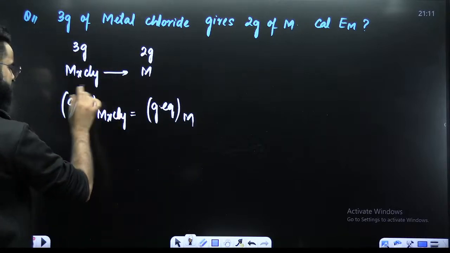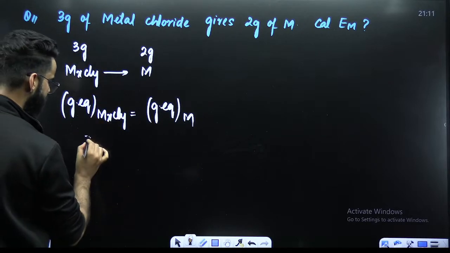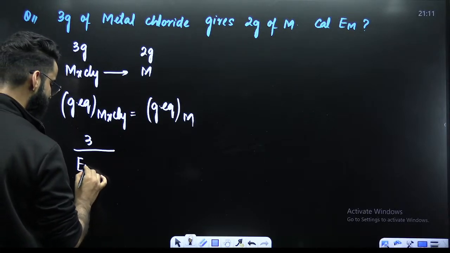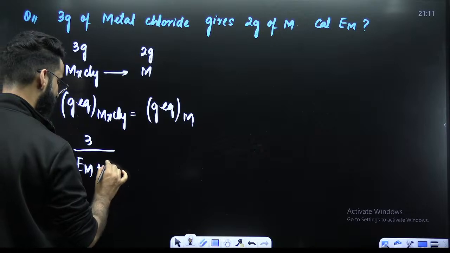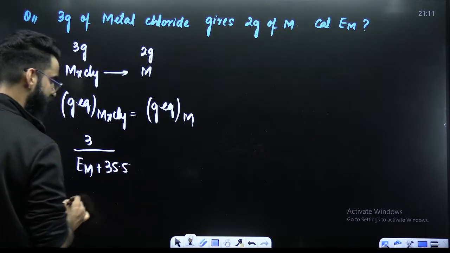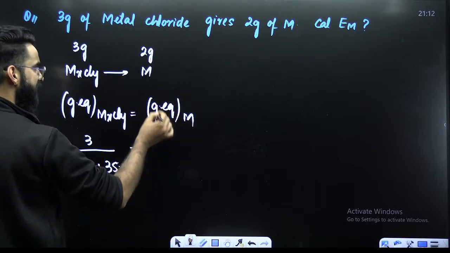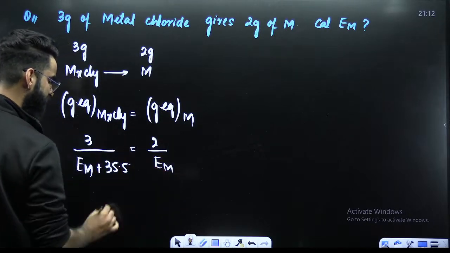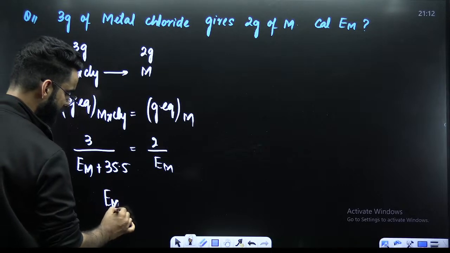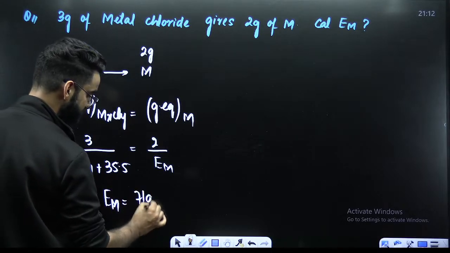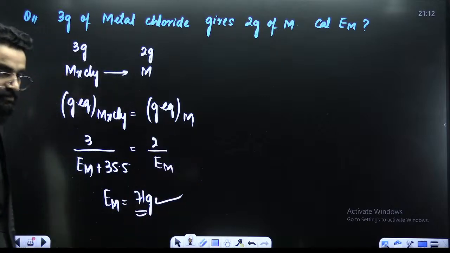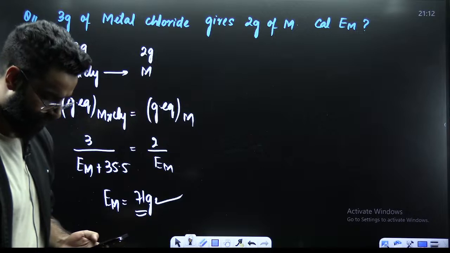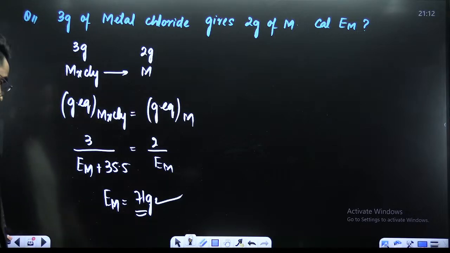Now, gram equivalence of metal chloride will be equal to mass of metal chloride, which is 3 grams, divided by equivalent mass of metal chloride. Equivalent mass of metal chloride can be written as equivalent mass of metal plus equivalent mass of chlorine, 35.5, is equal to gram equivalence of metal, which is mass of metal divided by equivalent mass of metal. Just cross multiply and get the equivalent mass of metal here, which comes out to be, I think, 71 grams. This is something I was supposed to calculate. Right? Did you understand how I am solving these questions?